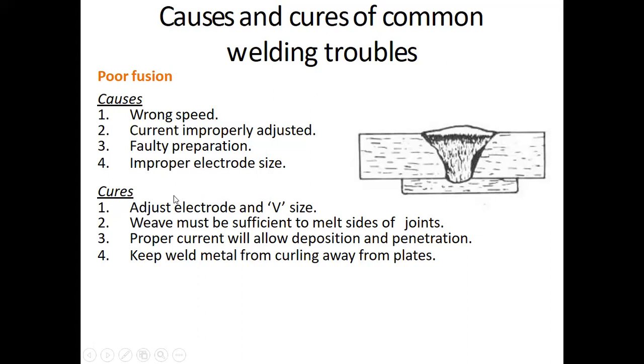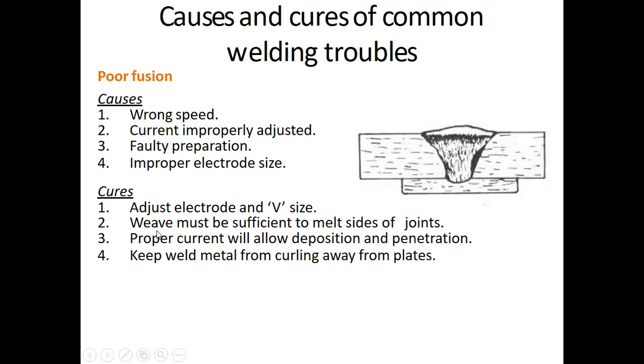How to cure that? Adjust the electrode and V size, as I've told you, right? For this preparation, that V size is to be done properly, and you can adjust the electrode. V must be sufficient to melt the sides of the joints, as I told you, going from left to right oscillation of the torch or the heat source, basically. So that must be sufficient to melt the side of joints, otherwise it will lead to improper joining.